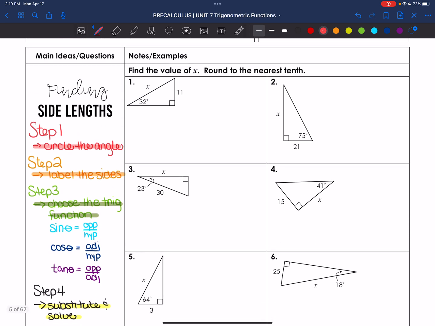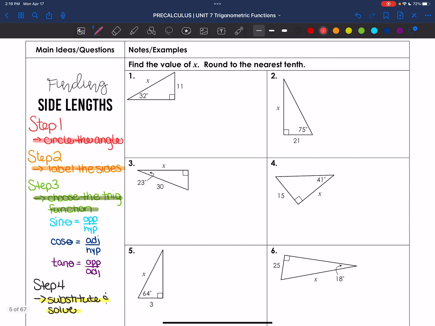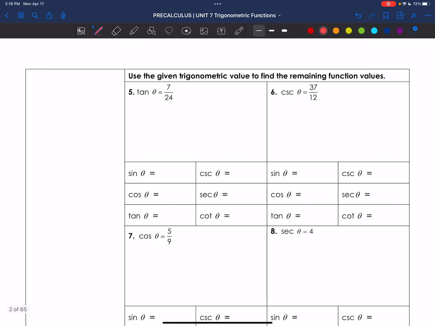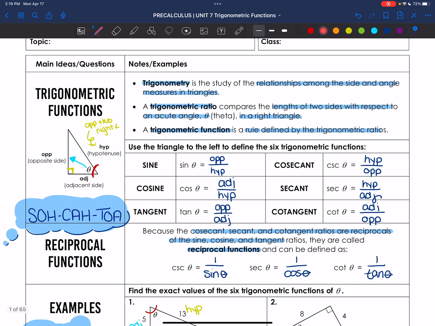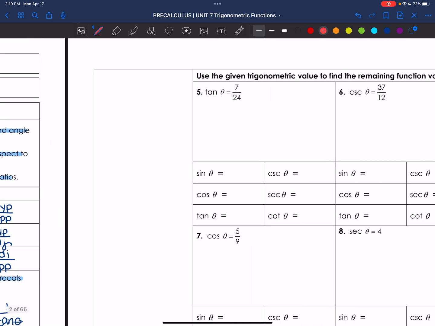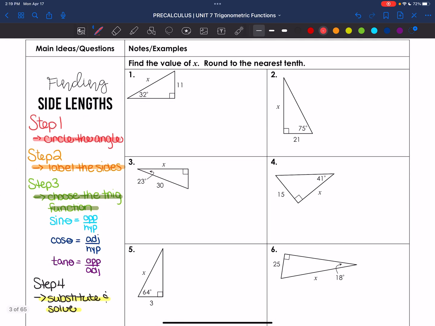Well, what you're going to notice here is that in these diagrams, these examples, we don't have everything. We don't know all the side lengths or all the angle measures. And so we're going to practice finding those using the trig ratios that we have studied earlier in this unit. Those trig functions are going to be applicable and necessary in order for us to solve these right triangles.